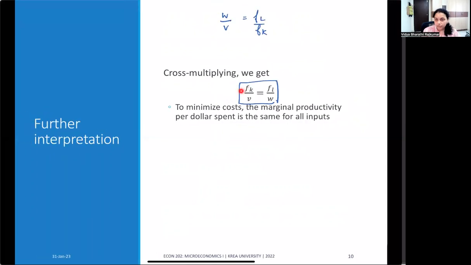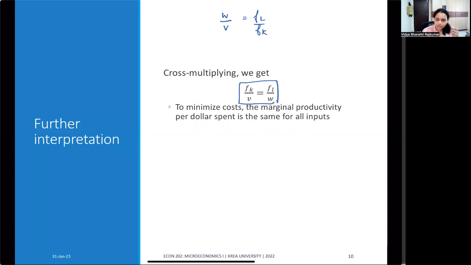Fk is the marginal product from one more unit of capital. V is the cost that I have to pay to get one more unit of capital. So Fk over V is just the marginal product to marginal cost ratio. How much more output am I getting by spending money on getting one more unit of that input? Similarly, FL over W tells me how much more output am I getting additionally by spending money on hiring one more unit of labor.